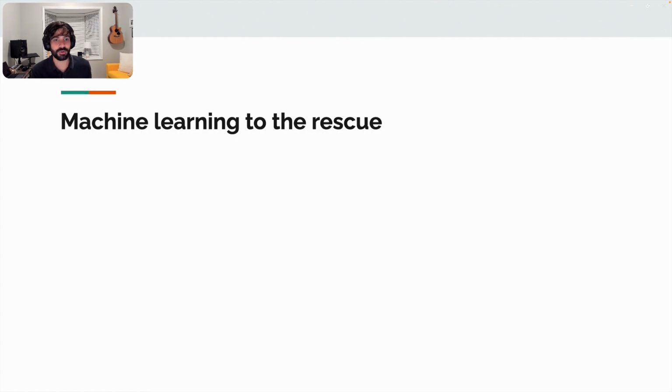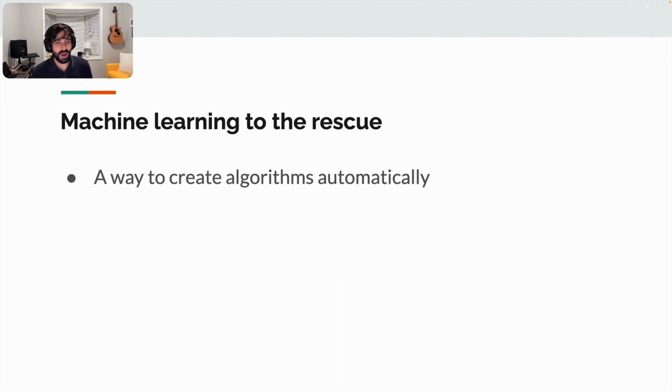So this is where something called machine learning comes in. Machine learning is a term you often hear in conjunction with AI. It sounds kind of magical, you know, a machine. How can a machine learn? But it's actually quite simple, and I'm going to explain the basics to you today. It's essentially a way to create algorithms automatically.